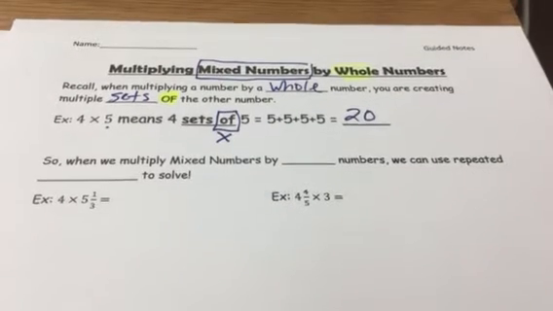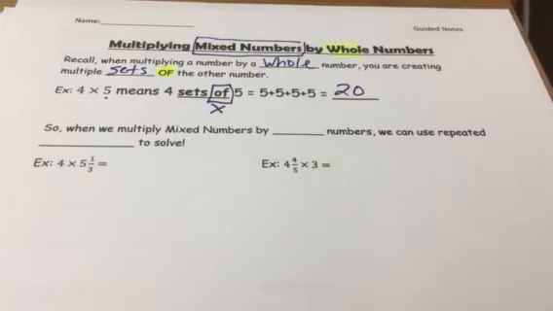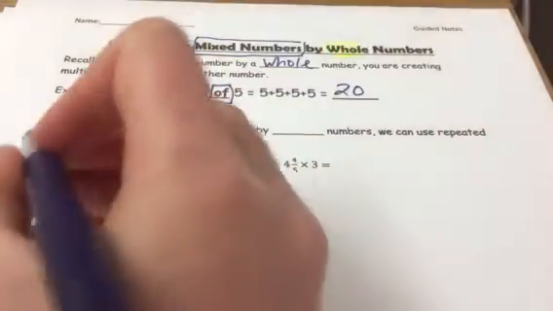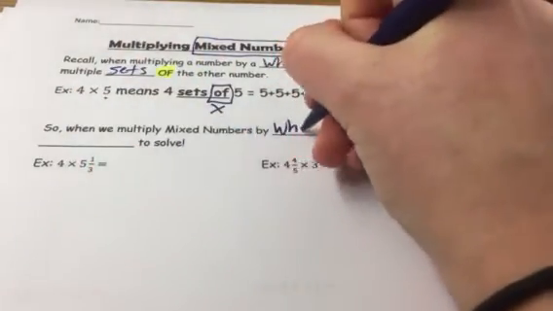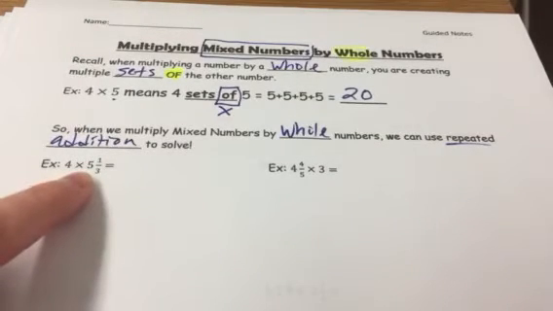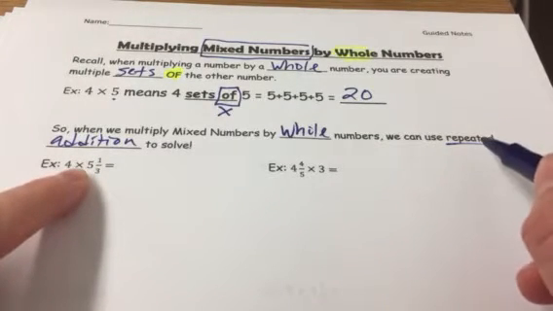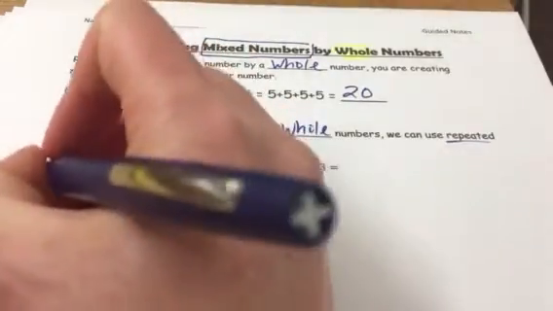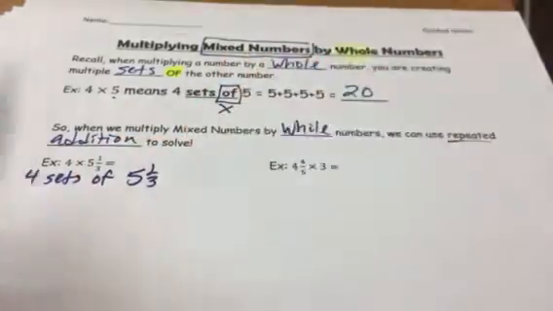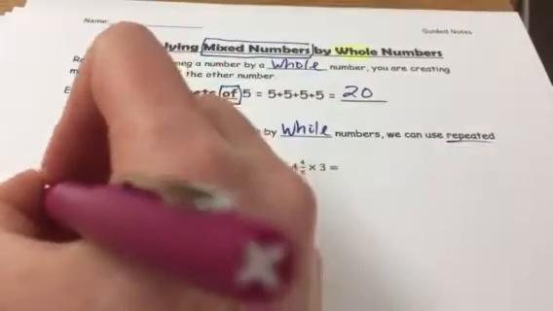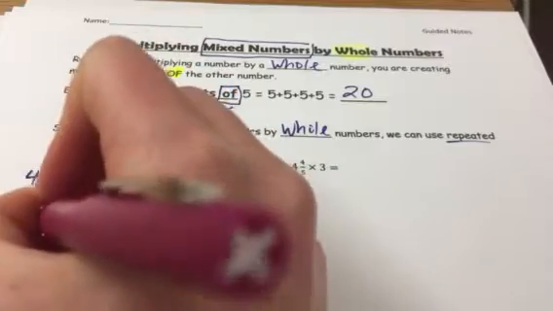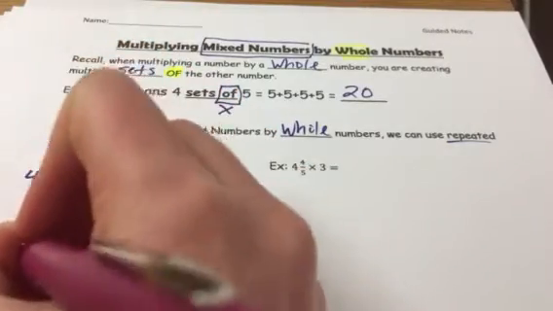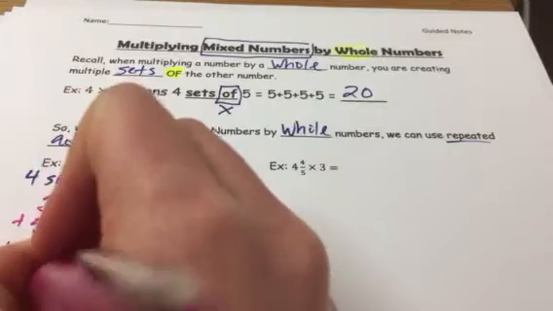We can use this same idea with mixed numbers. So we're going to use repeated addition. So when we multiply mixed numbers by whole numbers, we can use repeated addition to solve. You already know how to add mixed numbers. So again, you have the skills you already need to be able to do this. So this is going to be 4 sets of 5 1/3. So we're going to go ahead and add 5 1/3 to itself 4 times. So you have 5 1/3 plus 5 1/3 plus 5 1/3 plus 5 1/3.